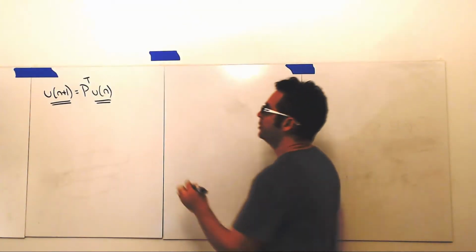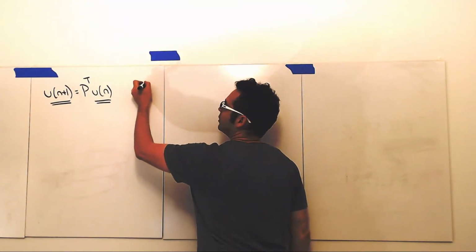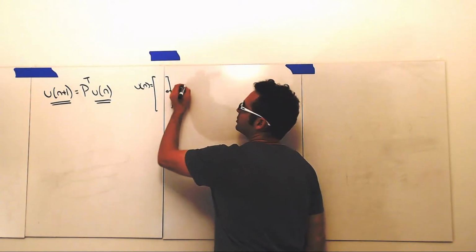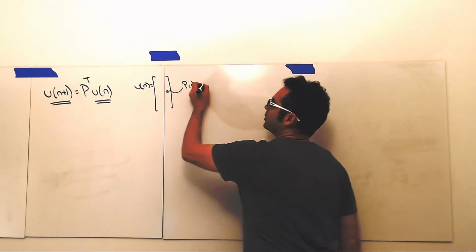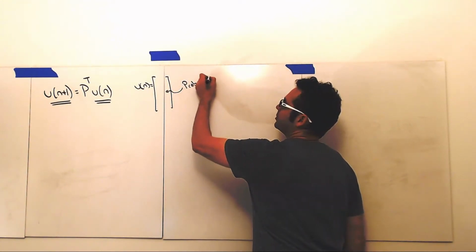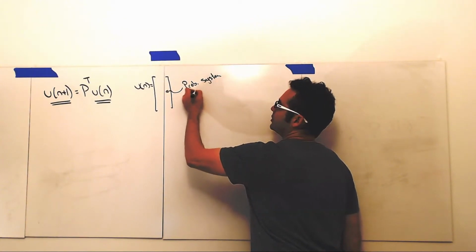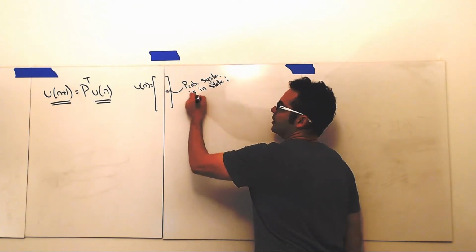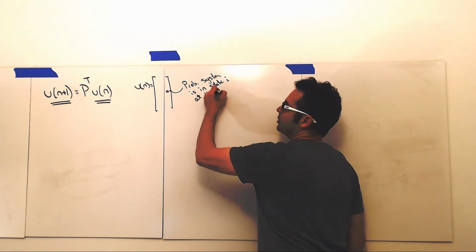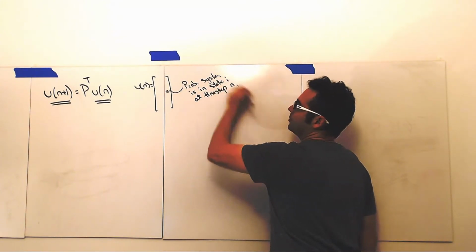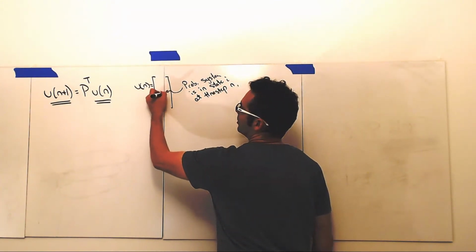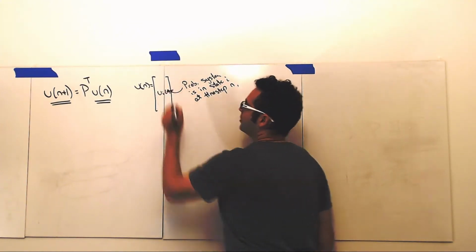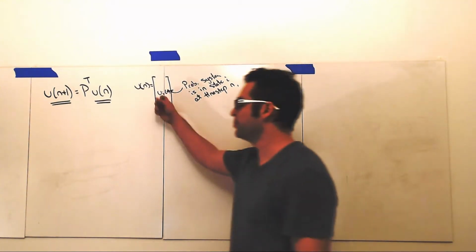Okay. So again, our u of n is some sort of vector that tells us the probability the system is in, let's say, state i at time step n. So here we might have u i of n. Okay, so one particular value.